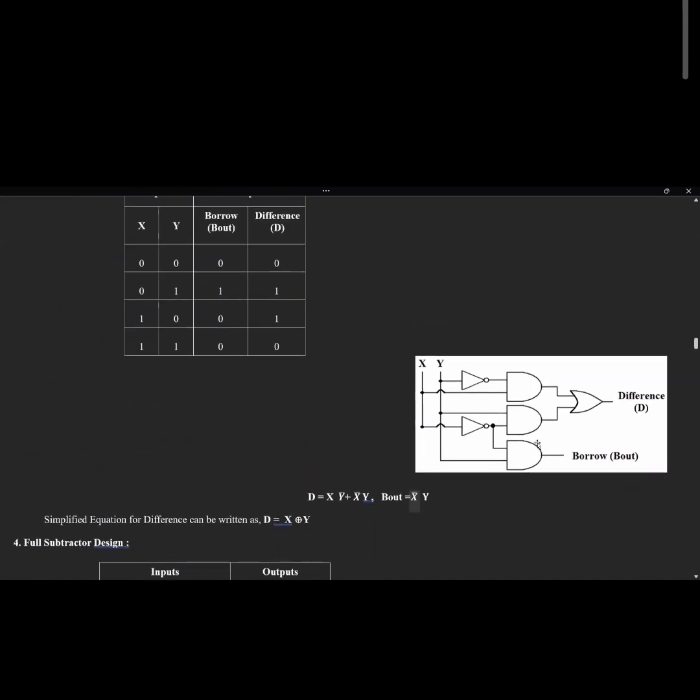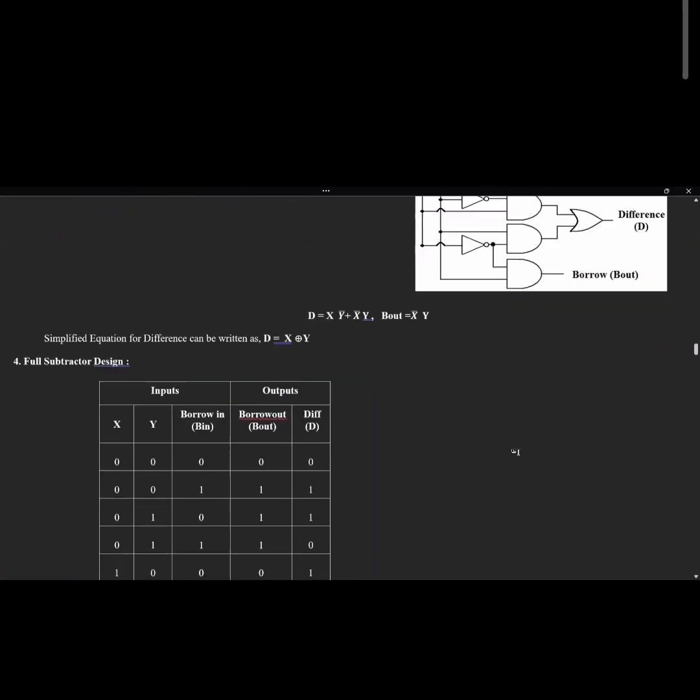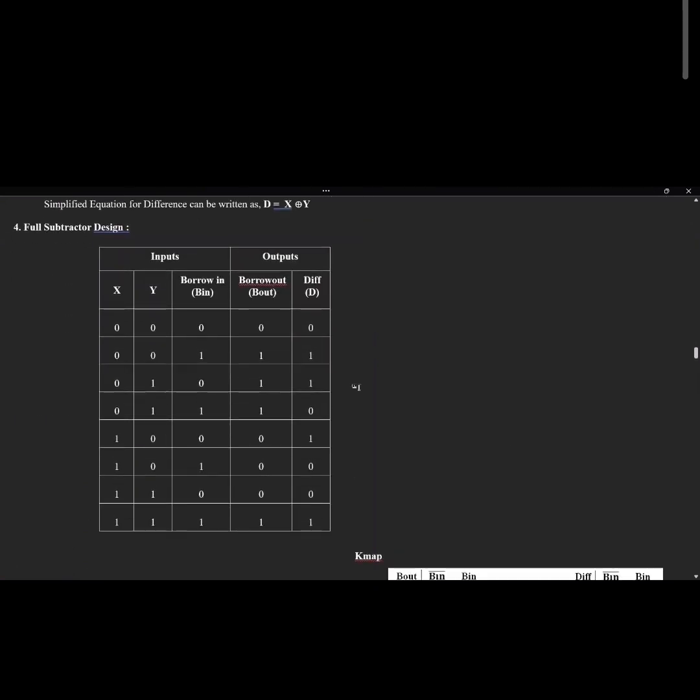Here is the diagram for this. Bar or complement means we have to use a NOT gate. x y bar is one AND gate, x bar y is another AND gate. The outputs of these AND gates are inputs to the next OR gate. Next is borrow out. Here we get x bar y with one AND gate.